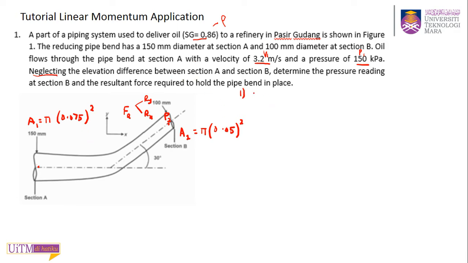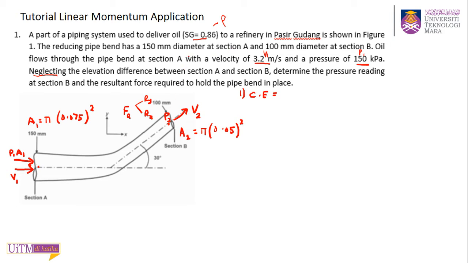So first, the continuity equation. They give you the V1, the V1 going in, and you have your V2 going out. Don't forget to label all your velocities and also all your forces in your FBD. They said you have pressure 1 coming in, so in terms of force, P1A1.